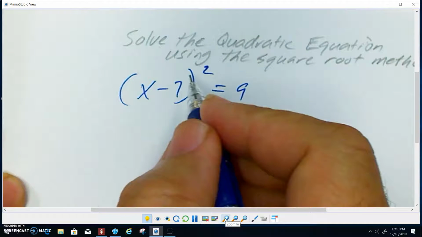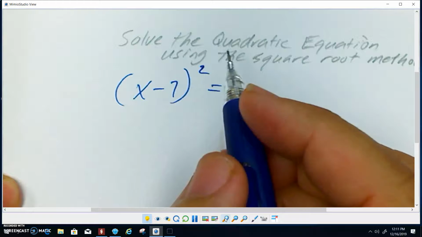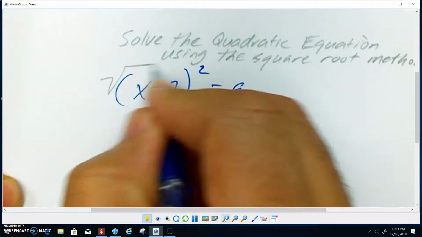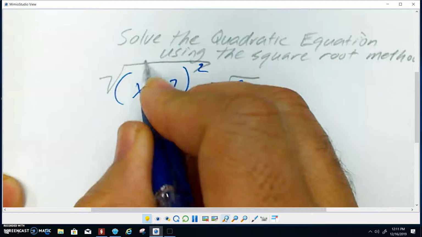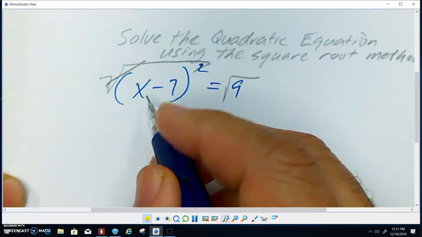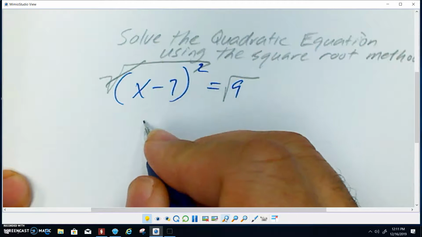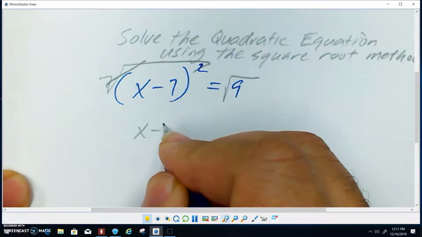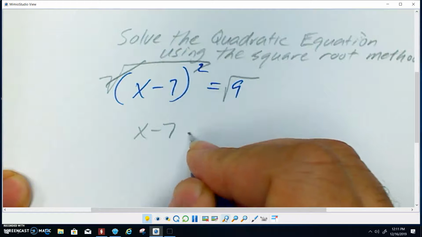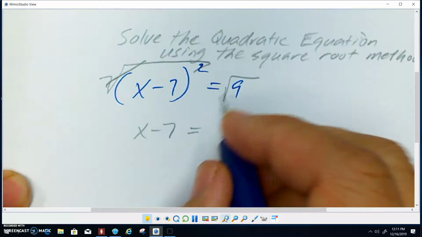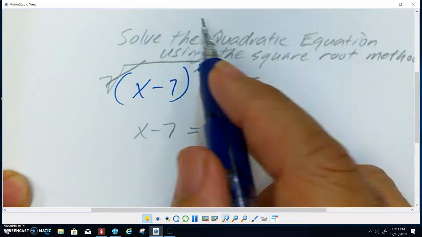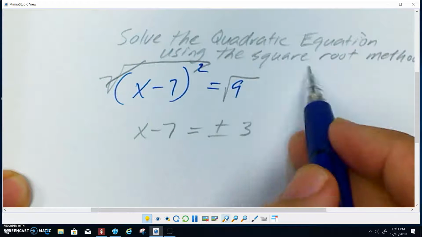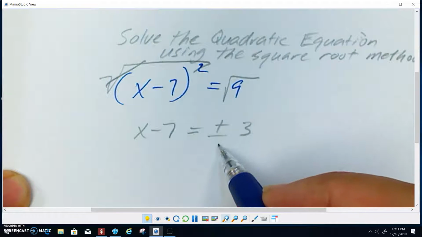Okay, so the first step is to do what? Take the square root on both sides. What's going to happen is this is going to cancel out the square and leave you what on the left? What's going to be left over? X minus 7, and the parentheses are now gone. What's the square root of 9? 3. Plus and minus 3. So there's two answers. Right? Whenever you're solving a quadratic equation, there's always going to be two answers. So make sure you put the plus and minus.